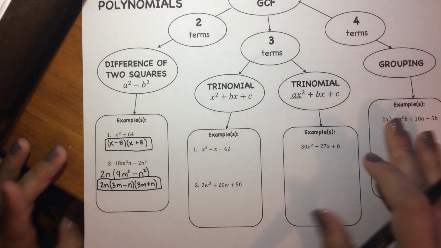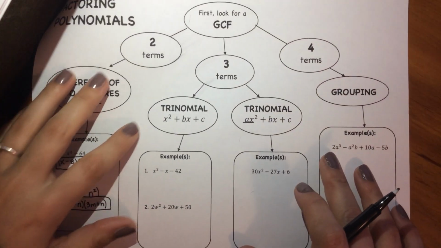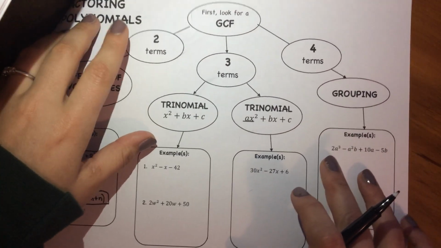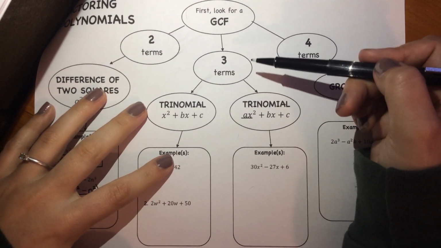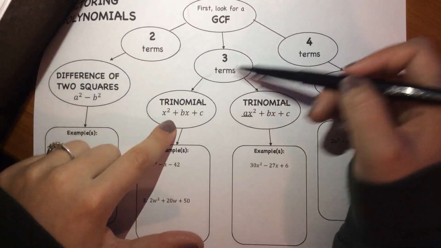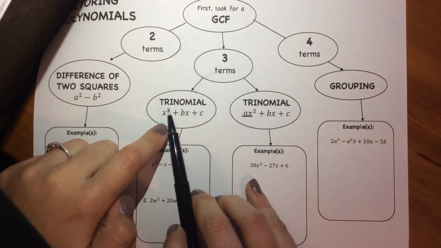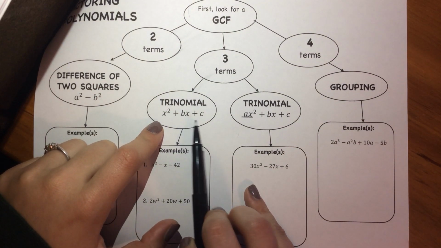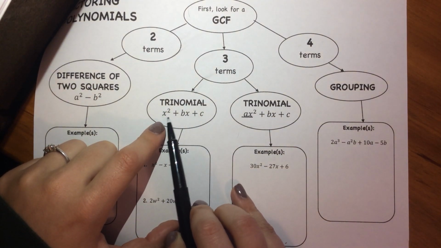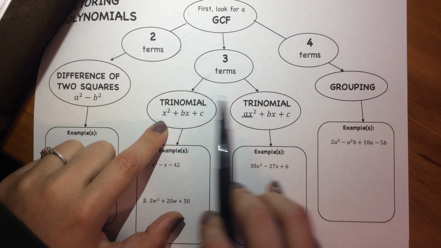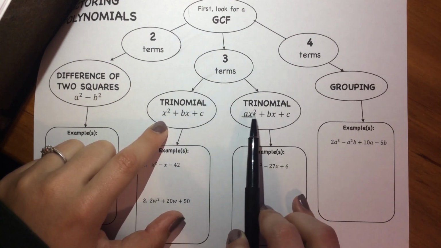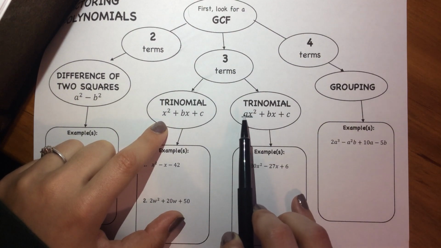Okay? So now let's talk about 3 terms. So we looked for a GCF. We either found one or we didn't. And our polynomial that's left has 3 terms, so it's called a trinomial. So we either have a trinomial where it's x squared plus bx plus c, where it's just x squared out front, or a variable squared, right? Or we have it where it's ax squared, meaning we have a number in front of our x squared.